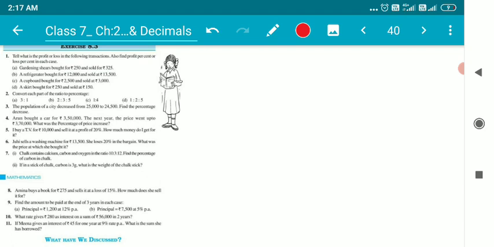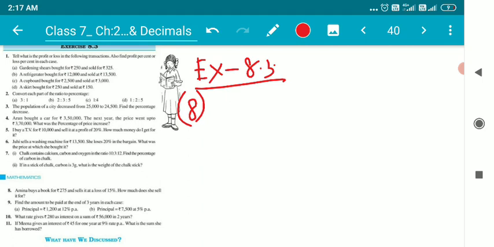Children, we have been dealing with the chapter Comparing Quantities, in which we have completed till question number 7 of exercise 8.3. So, we will start from question number 8.